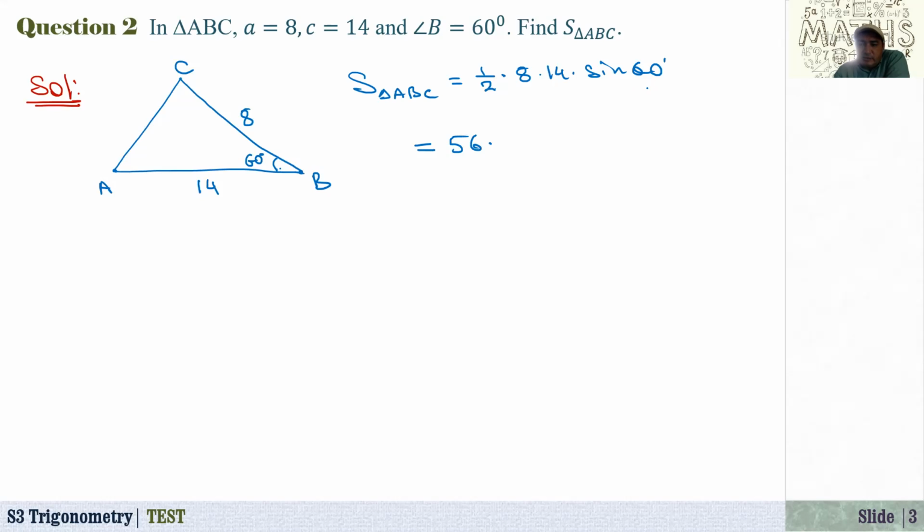And what is sine of 60? It's a special angle that's equal to square root of 3 over 2. So 56 times 1 over 2 is equal to 28. So the area of this triangle is 28 times square root of 3. If everything is in centimeters, then the area is 28 times square root of 3 centimeters squared.